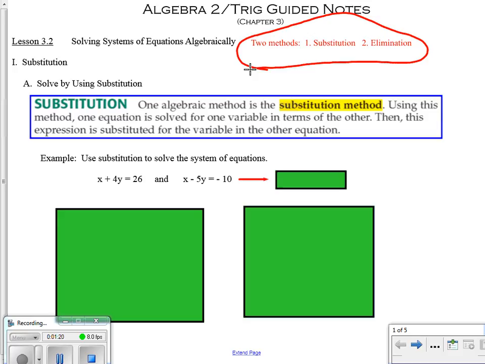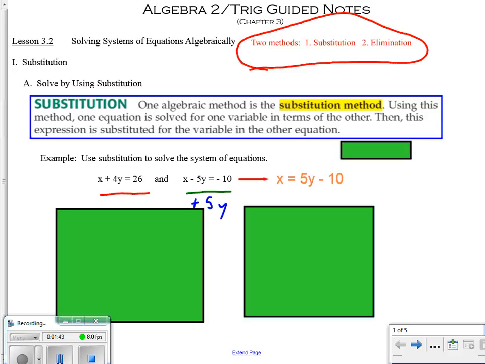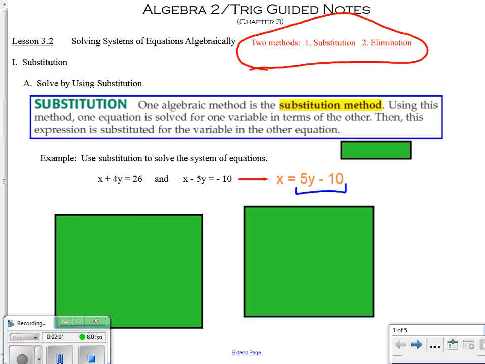So for this one, we are going to use substitution to solve the system of equations. We have x plus 4y equals 26. That's our first equation. We have x minus 5y equals negative 10. That's our second. Now in our second equation, if I were to add 5y to both sides of the equation, I could turn it into x equals 5y minus 10. In doing so, I've got the variable x all alone, all by itself, and so I can plug this whole piece, 5y minus 10, in for x in the other equation. And we'll do so right now.